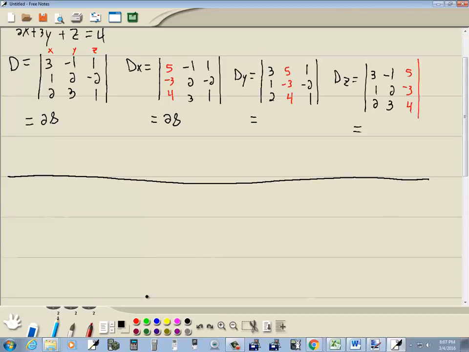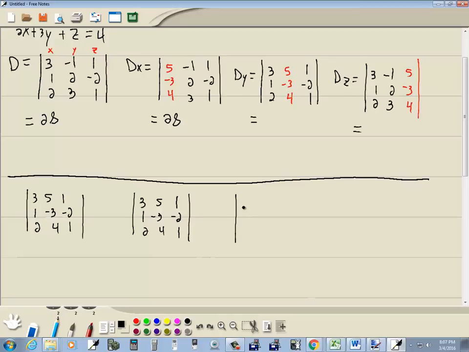Okay, now let's find d sub y. You may be thinking, well, this problem seems kind of tedious, and it really is kind of lengthy. 1, negative 3, negative 2, 2, 4, 1. And we're going to have 3, 5, 1, 1, negative 3, negative 2, 2, 4, 1.